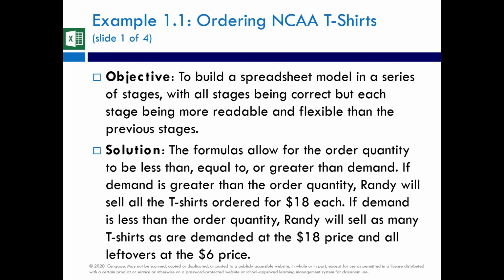Example 1.1, ordering NCAA t-shirts. Objective: to build a spreadsheet model in a series of stages, with all stages being correct, but each stage being more readable and flexible than the previous stage. Solution: the formulas allow for the order quantity to be less than, equal to, or greater than demand. If demand is greater than the order quantity, Randy will sell all t-shirts ordered for 18. If the demand is less, Randy will sell as many as he can at 18 and price all leftovers at 6.